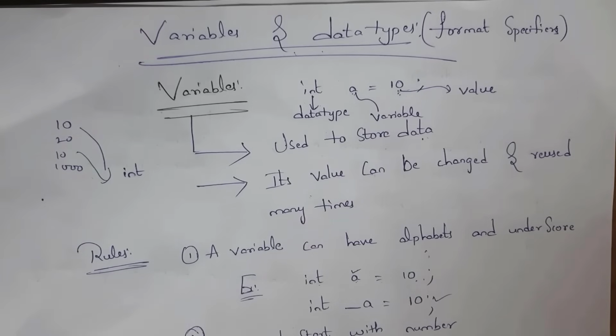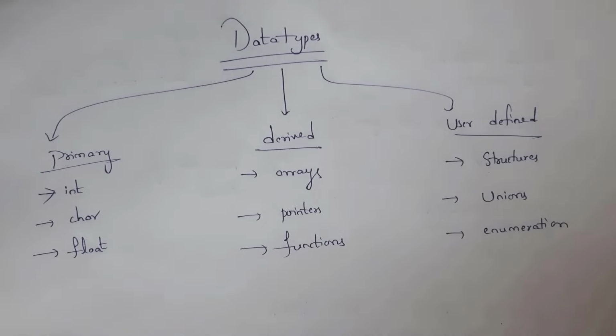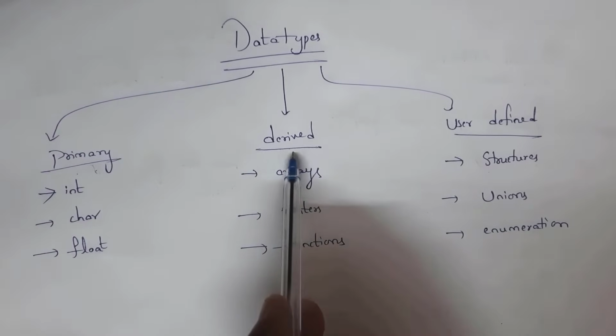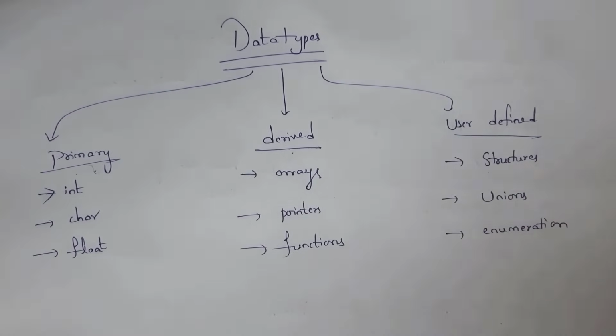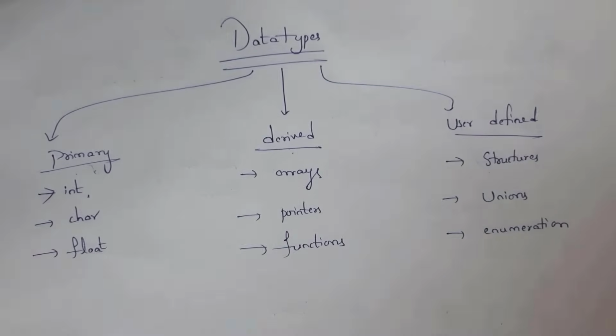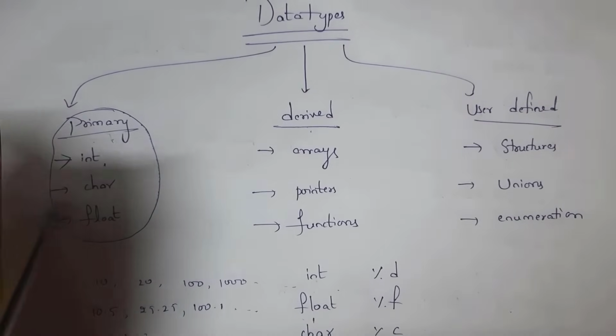Next I will explain data types in C. Along with data types, I will also cover what are format specifiers. There are 3 data types in C. First one is primary data type, second one is derived data type, and third one is user defined data type. Primary data type contains integer data type, character data type, and float data type. Guys, in unit 1 I will cover only this primary data type.